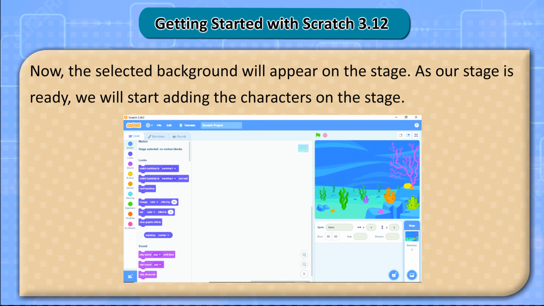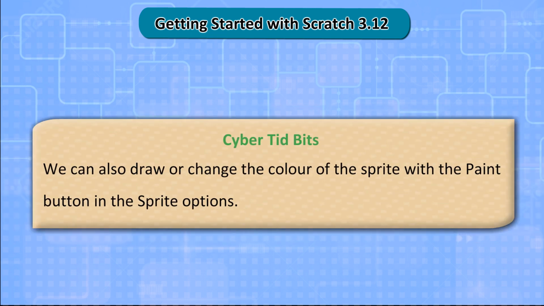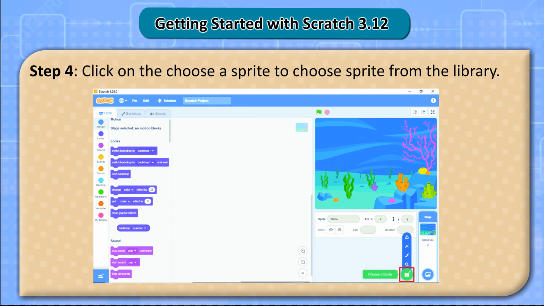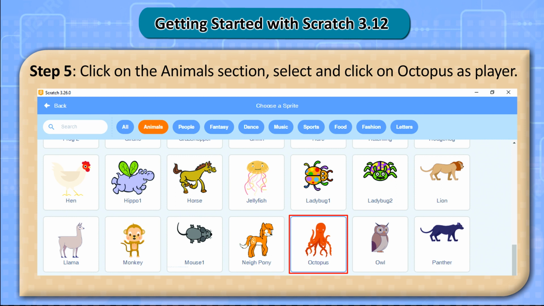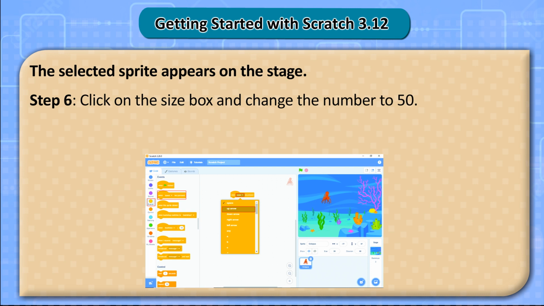As our stage is ready, we will start adding the characters on the stage. Cyber Tidbits. We can also draw or change the color of the sprite with the paint button in the sprite options. Step 4. Click on the choose a sprite to choose a sprite from the library. Step 5. Click on the animals section. Select and click on octopus as player. The selected sprite appears on the stage. Step 6. Click on the size box and change the number to 50.